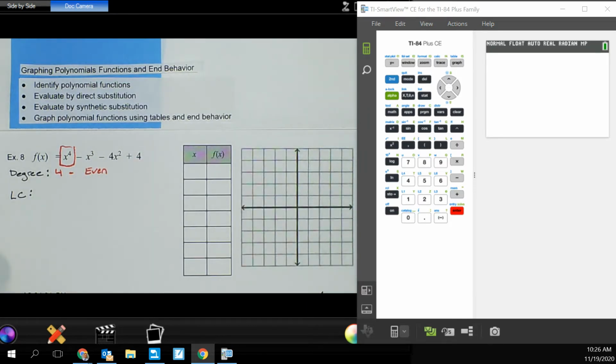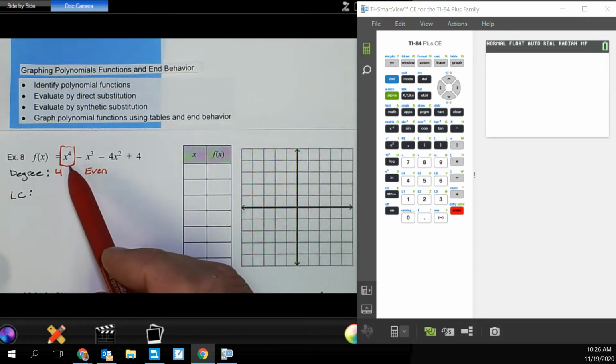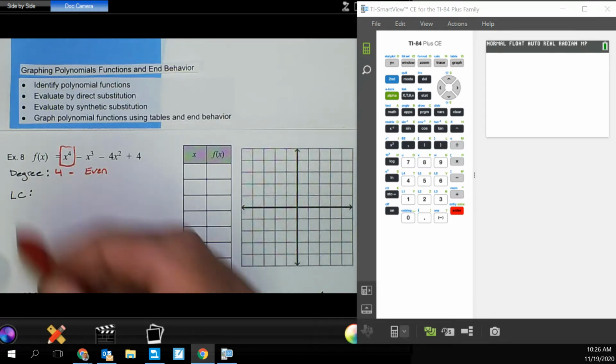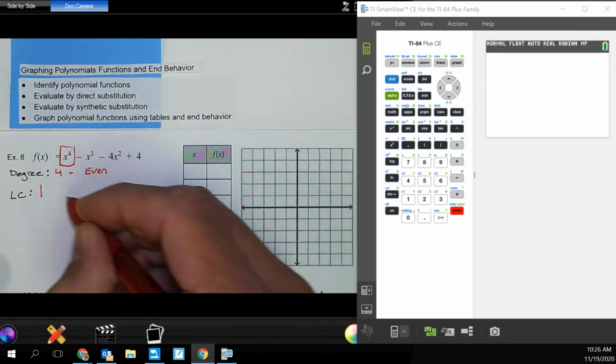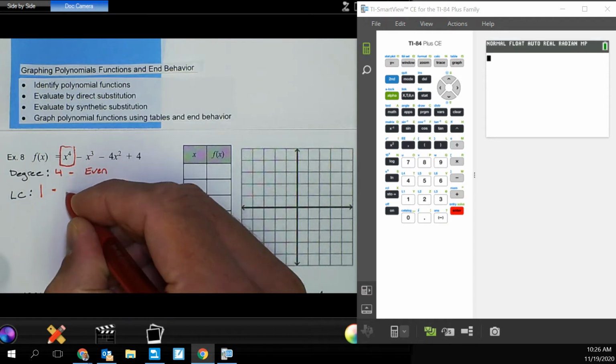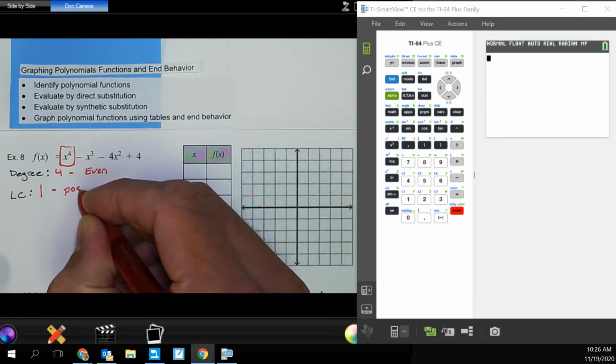Next, we look at the lead coefficient. And the lead coefficient is the coefficient that's in front of the highest degree. So the highest degree is 4. The lead coefficient is the number in front. In this case, the lead coefficient is 1, and that is positive. So those two things are important.